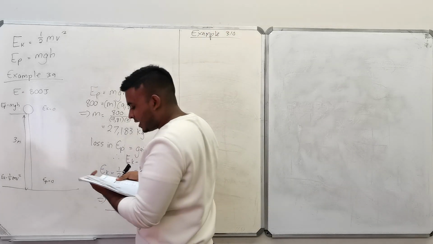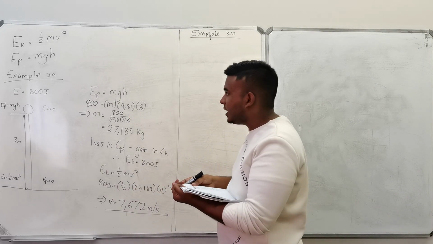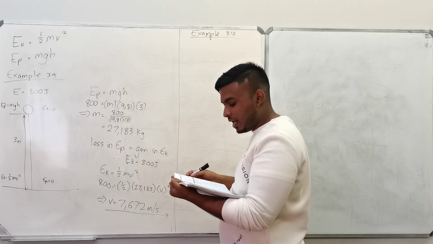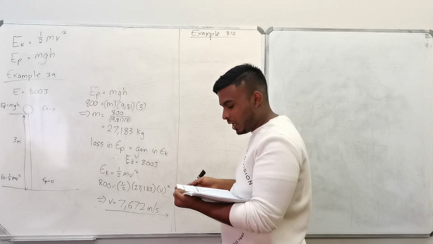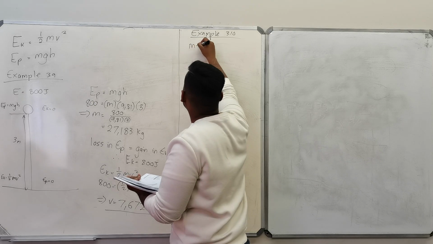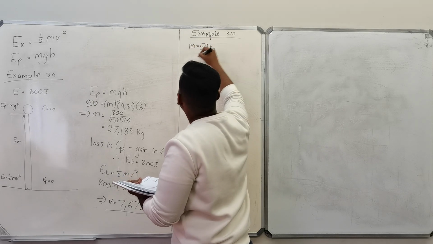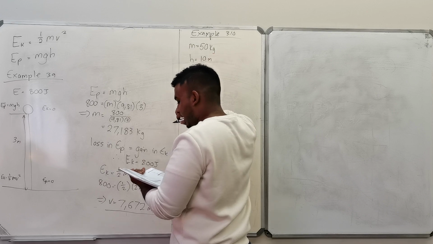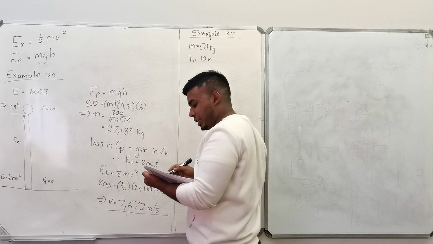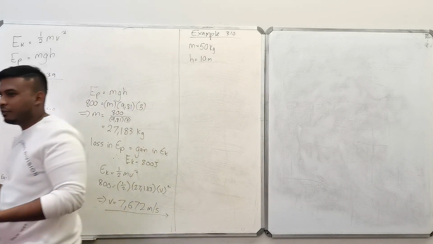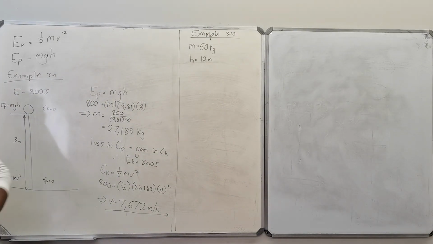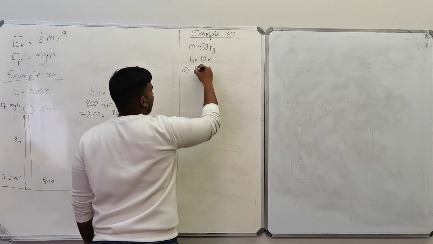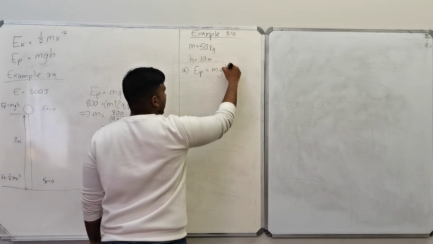Example 3.10 tells you that an object with a mass of 50 kgs is lifted vertically from the ground through 10 meters and then allowed to fall back. So the mass of this object is equal to 50 kgs, and the height is equal to 10 meters. Calculate the gain in potential energy when this object was lifted. So your potential energy formula is equal to mgh.